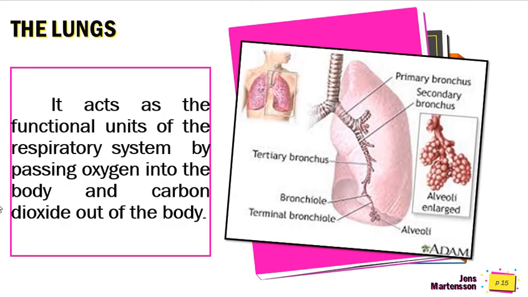Next, we have the lungs. The lungs are the major organ of the respiratory system, as they act as the functional units of the system by passing oxygen into the body and carbon dioxide out of the body. So as you can see here, we have the left and the right lung.